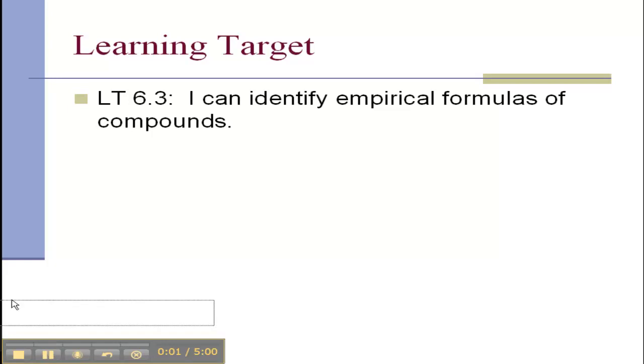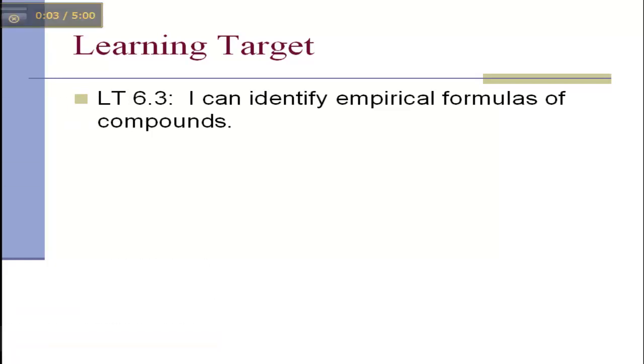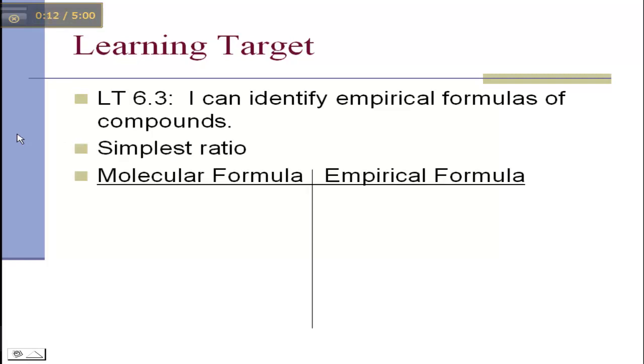Learning target 6.3 says I can identify empirical formulas for compounds. So the empirical formula is the simplest ratio. If we look at a table and compare molecular formula to empirical formula, let's say we look at benzene, C6H6. The 6 to 6 ratio will reduce to 1 to 1. So our empirical formula is CH.